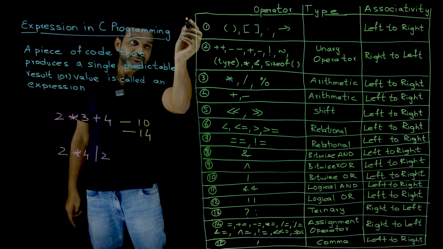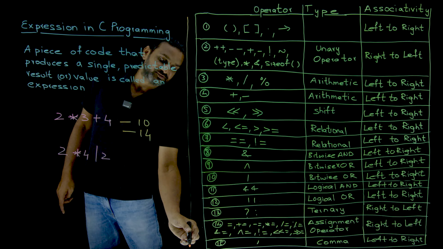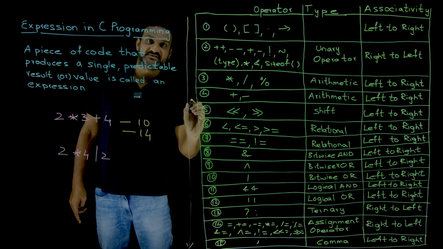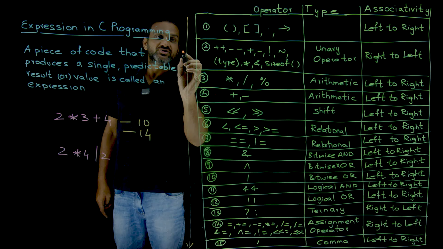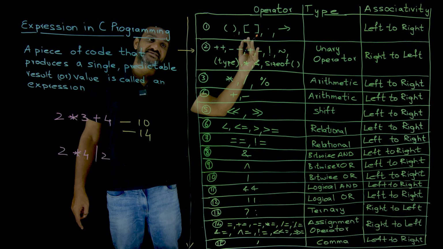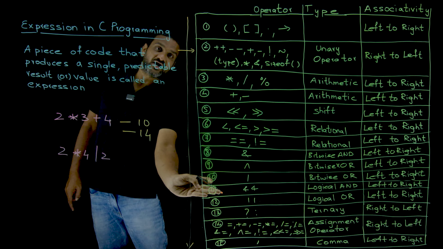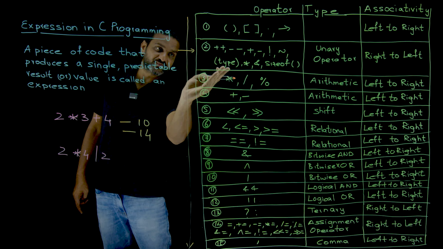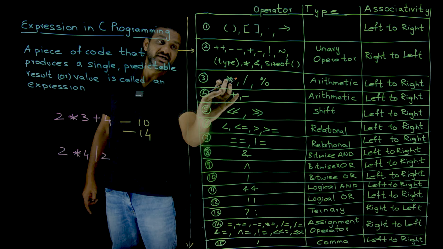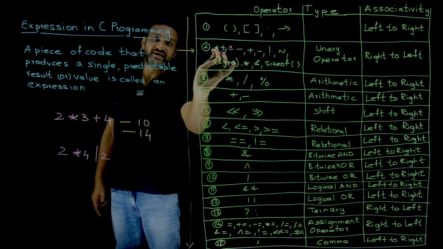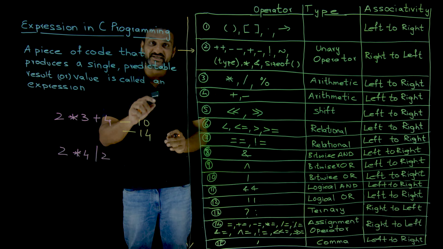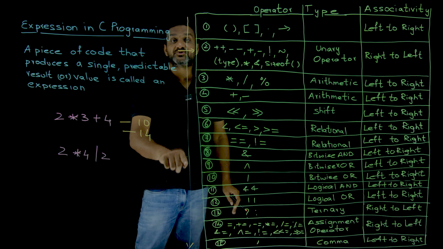As we move from top to bottom, the precedence of the operators decreases. What I mean to say is that the operators in the second row have the highest precedence in comparison with the rows below. Whatever operators are below will have lower precedence. Here, that means multiplication has higher precedence in comparison with plus. So you have to understand that the precedence decreases as we move from top to bottom.